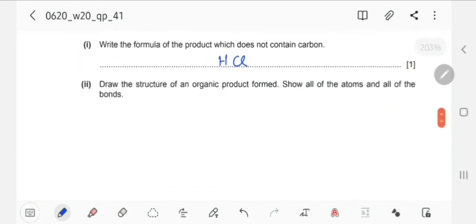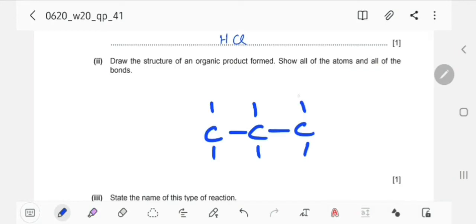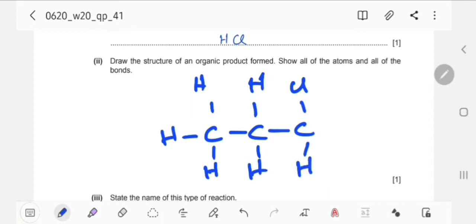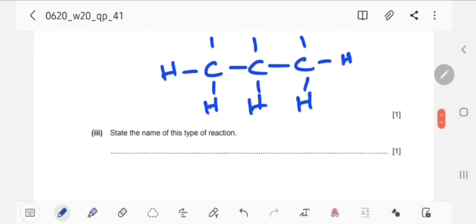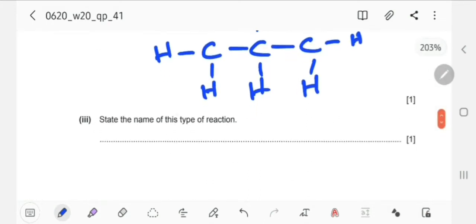Draw the structure of the organic product formed. Show all of the atoms and all of the bonds. Well, as we know, there will be Cl and H. We will complete the remaining bonds of carbon, as carbon will be having 4 bonds. So at one time, the individual Cl will be bonded with carbon. State the name of this type of reaction. Well, it's a substitution reaction.